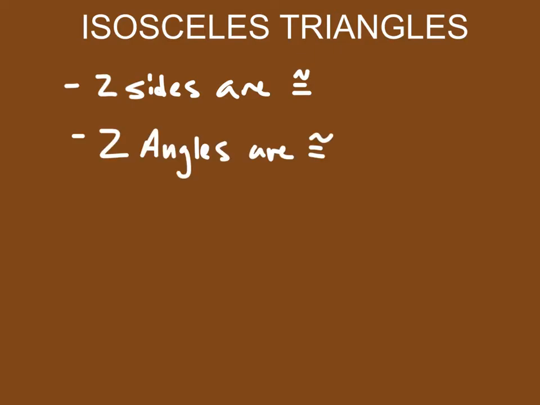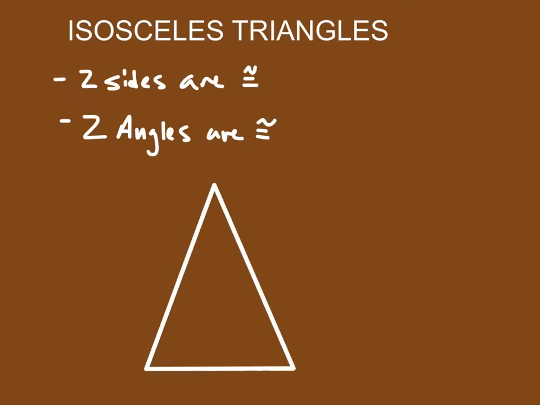Hi there, this is a video about isosceles triangles. In an isosceles triangle, what we know is that two sides are congruent, and in addition to that, two angles are also congruent. So let's draw a picture. Here's a picture of an isosceles triangle.